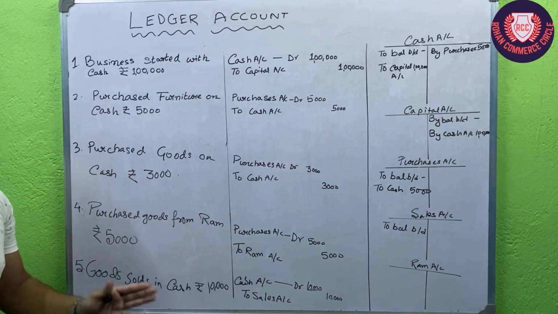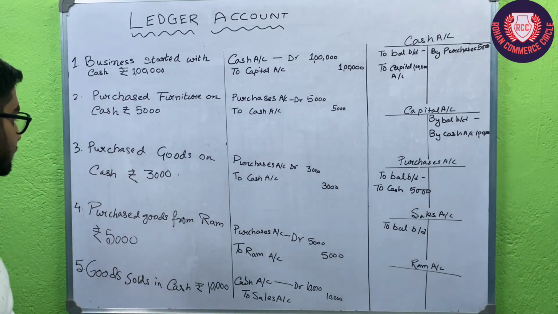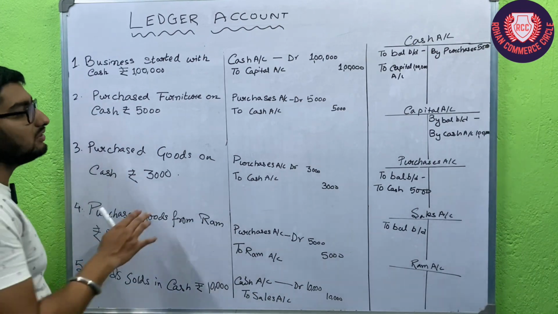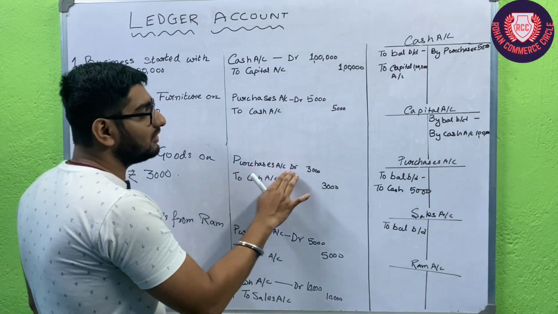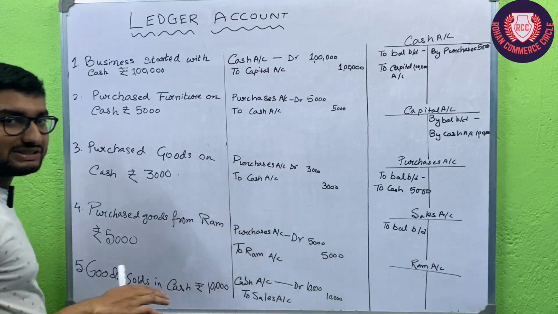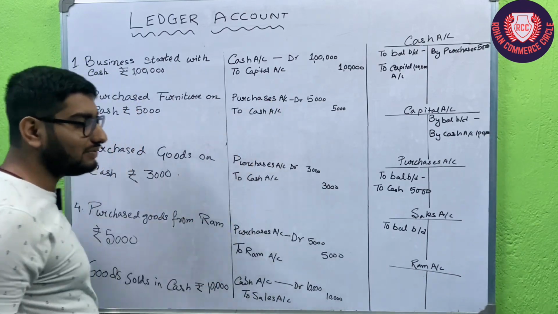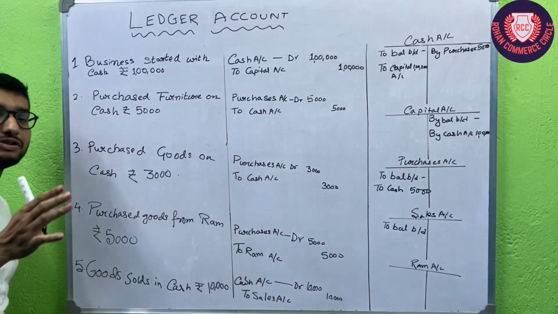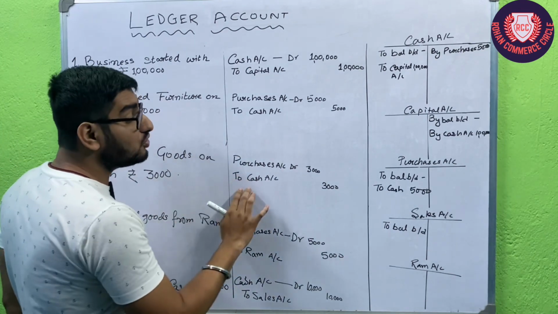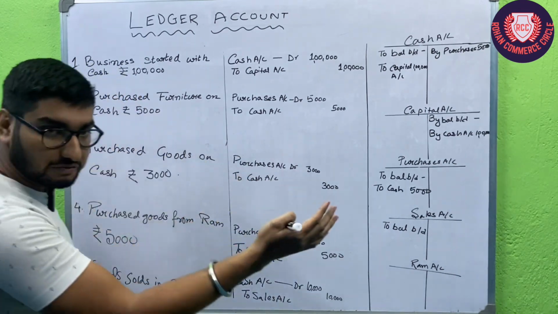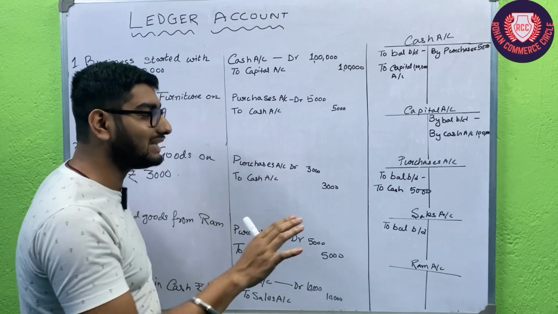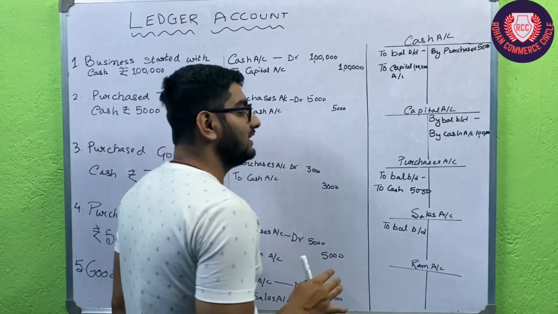Now we are purchasing goods of rupees 3,000, on cash. So that entry will be purchases account debit. Goods are coming into the business, like the furniture came into the business. So purchases account debit to cash account. Cash is going out of the business, so that's why it's to cash. So you have understood this, right?